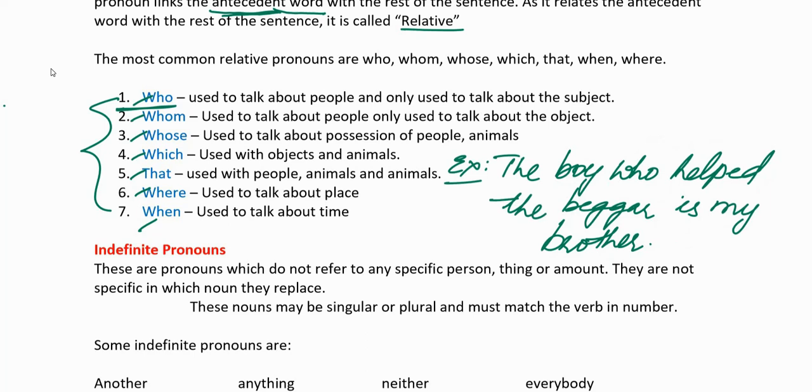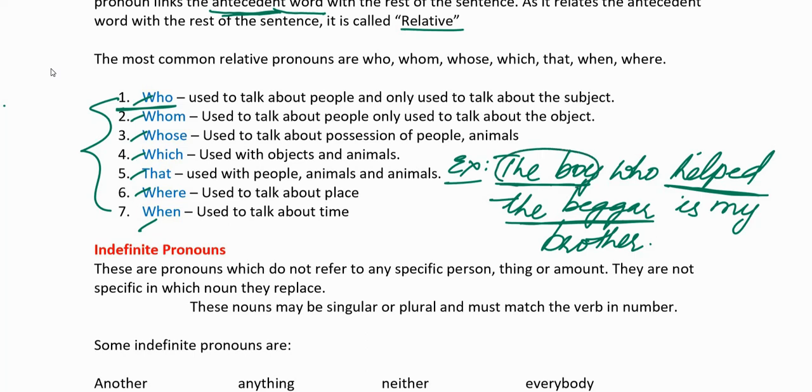If we look at the example here, the boy who helped the beggar is my brother. Now, what is the verb in the sentence? Help. This is our main verb. And the subject here is the boy, because he is the one who is helping. He is the subject of the verb helped. And who is the object here? Beggar. We have used who here because the entire sentence is not about the object, but it is about the subject. We are talking about the boy who helped the beggar.